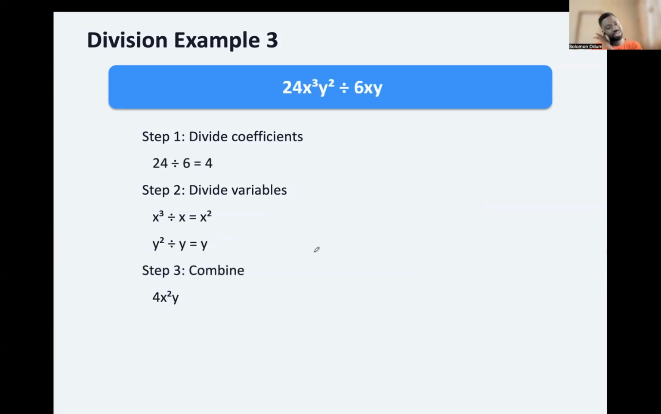Now, another one: let's calculate 24x cubed y squared divided by 6xy.